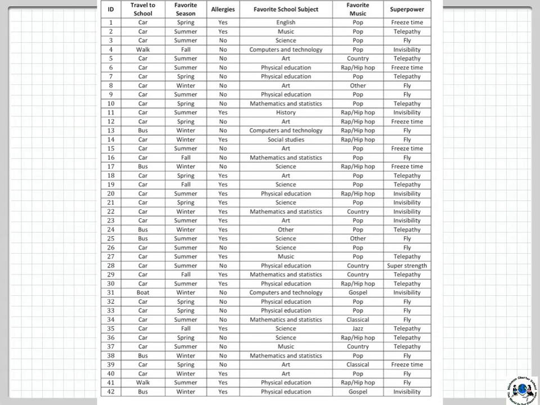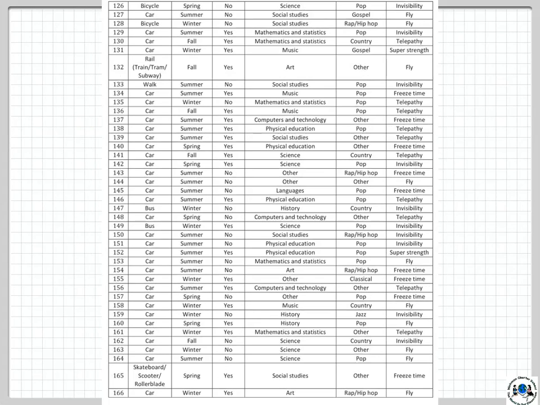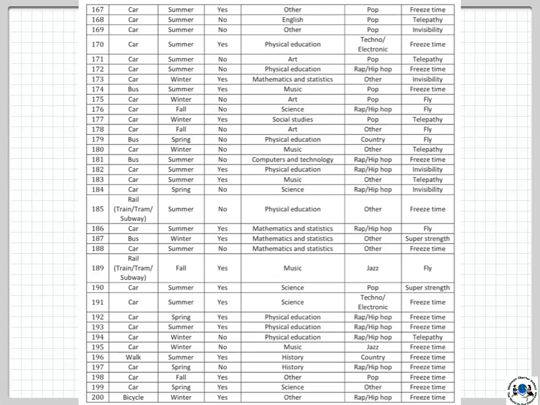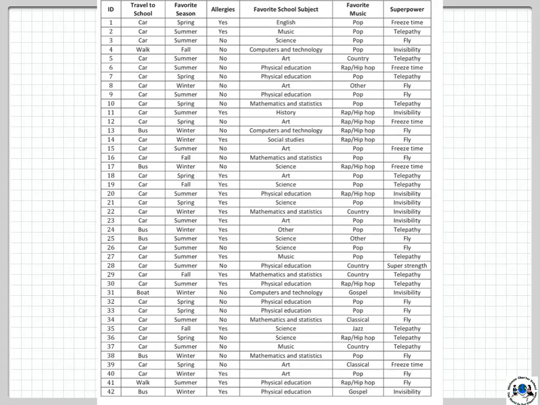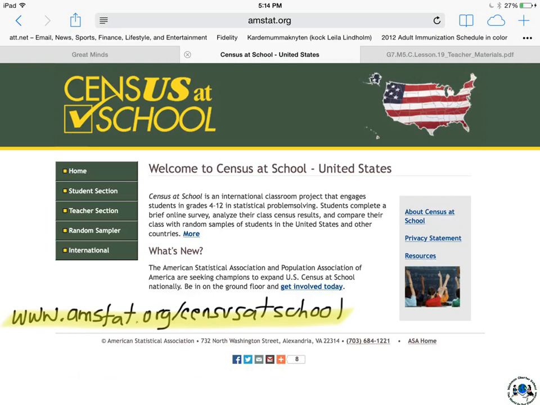These are 200 students responding to a number of questions. Okay, so there you see those are 5 pages. So all 200 students are represented there. Okay. What I find so interesting is that this data was collected from this website right here. It's called Census at School, right? And you can see the actual address right here. The URL is right down here if you want to go ahead and write that down and check it out.